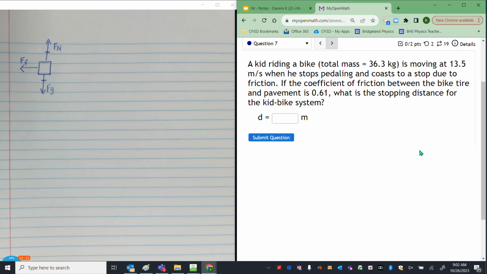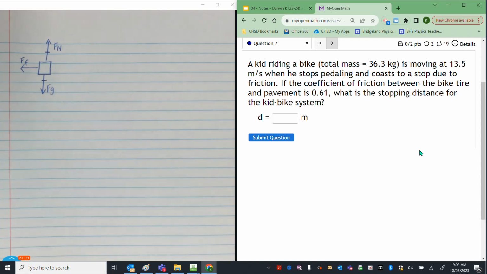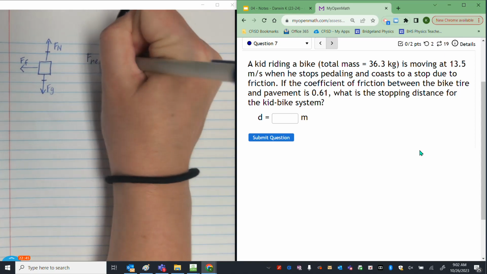No, it says he stops pedaling. He's coasting. The only horizontal force acting on him is friction. He's moving to the right, but because friction is acting against him, he's going to slow down until he stops. But that means that friction is my net force. It's the only force that's not canceled out by something else. Okay, and so I know my net force is the force of friction.